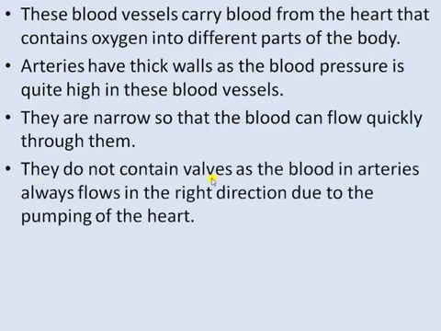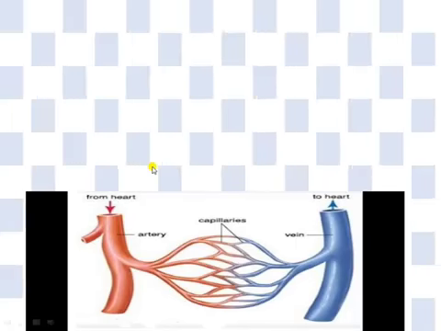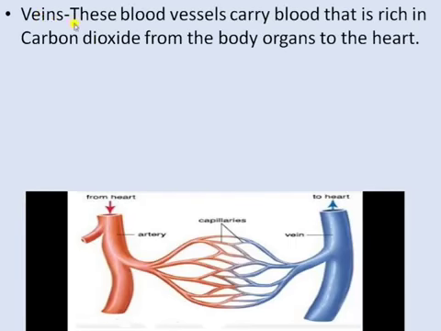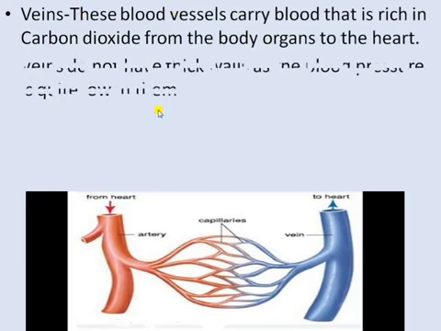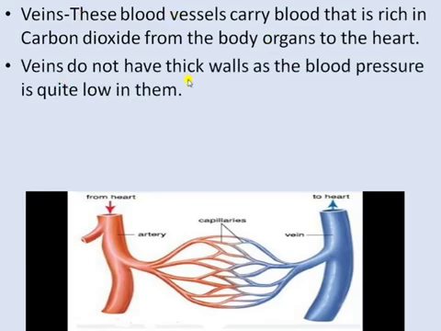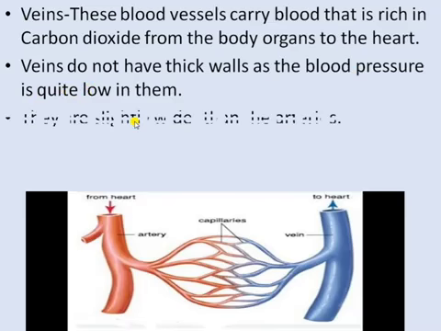They do not contain valves, as the blood in arteries always flows in the right direction due to the pumping of the heart. That's why they do not have any type of valves. Next is about the veins. These blood vessels carry blood that is rich in carbon dioxide from the body organs to the heart. Veins do not have thick walls, as the blood pressure is quite low in them. They are slightly wider than the arteries.